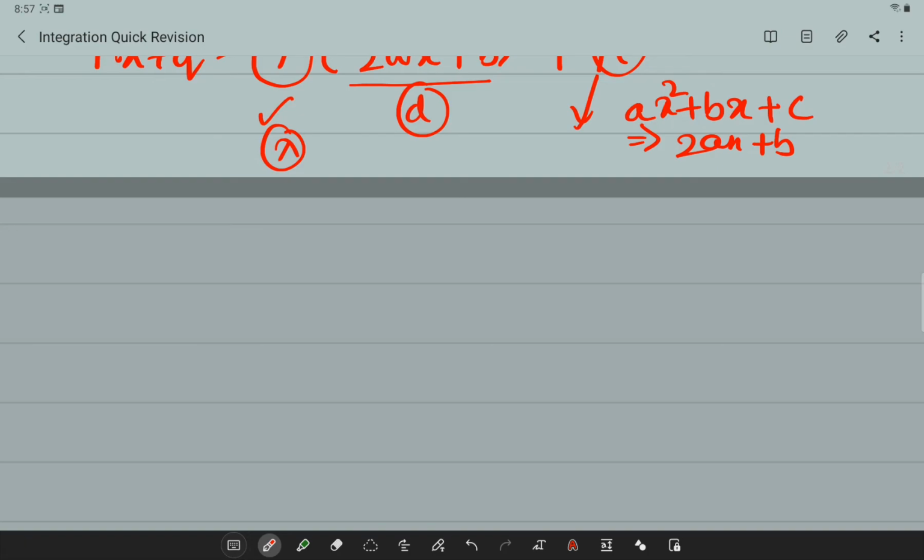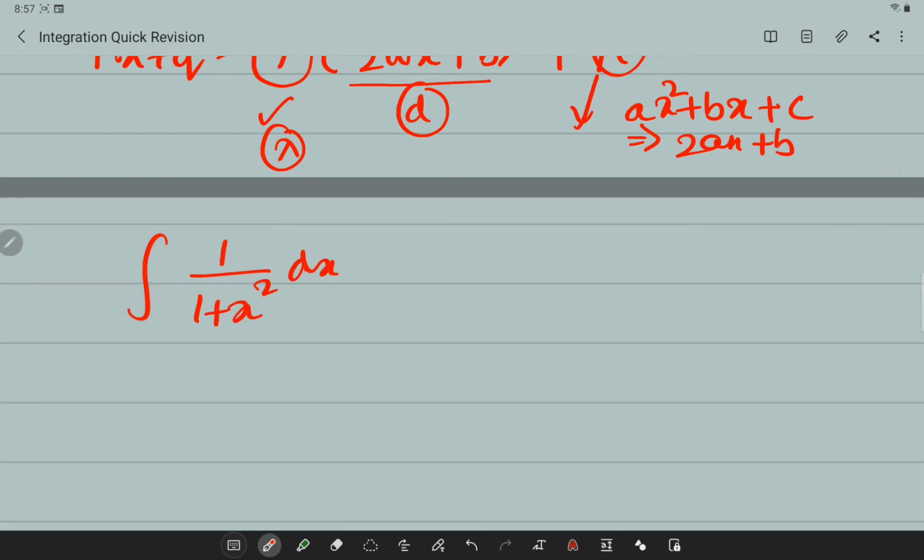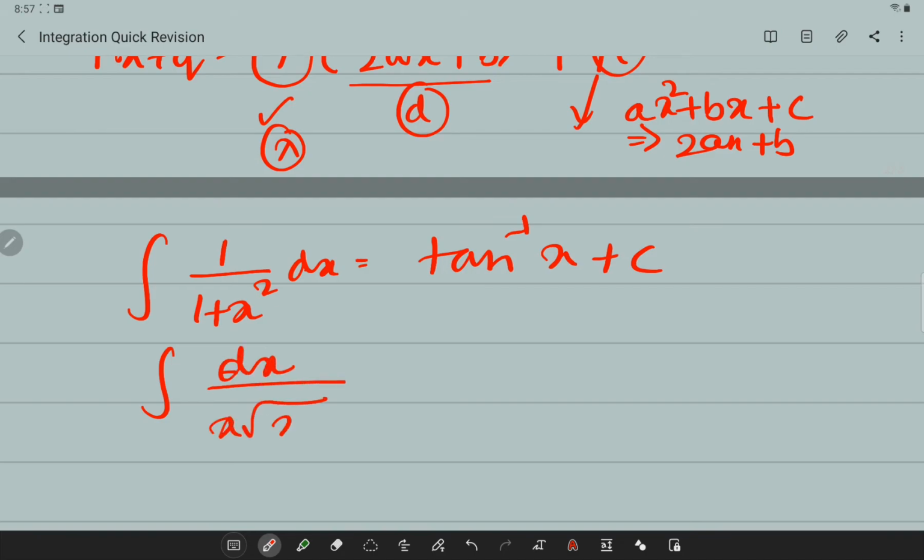So next, one important integral: 1 by 1 plus x square dx. This is simply tan inverse x plus c. Integral dx by x into root x square minus 1 is simply secant inverse x plus c.